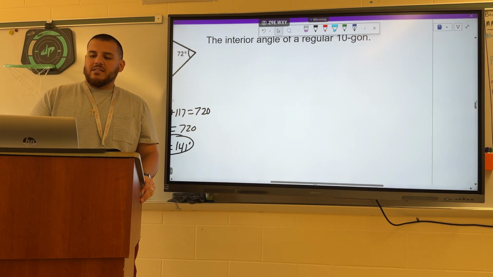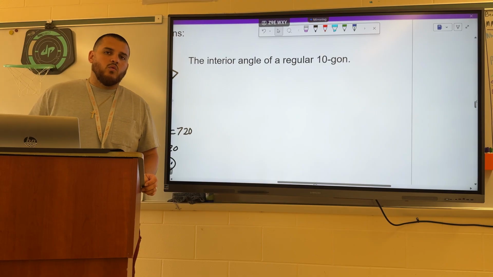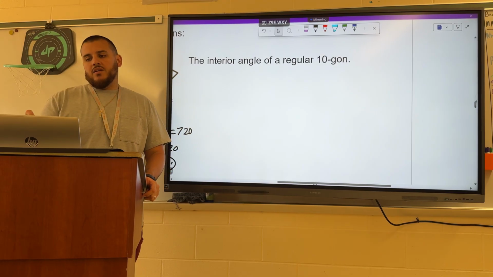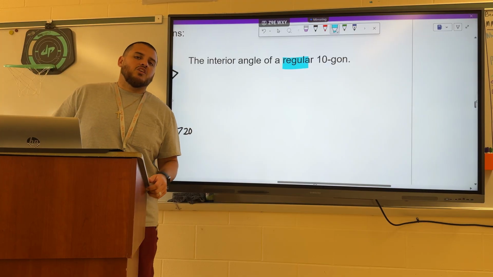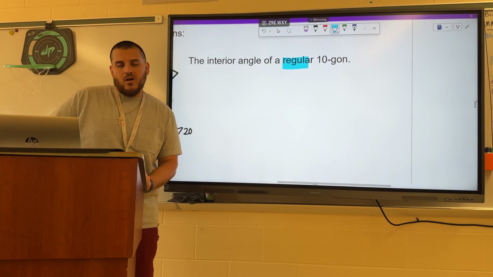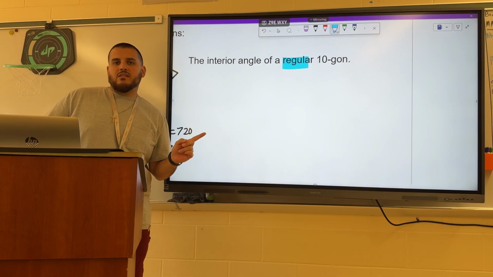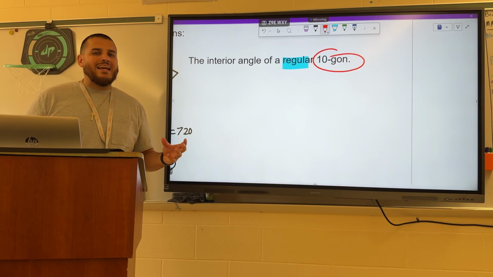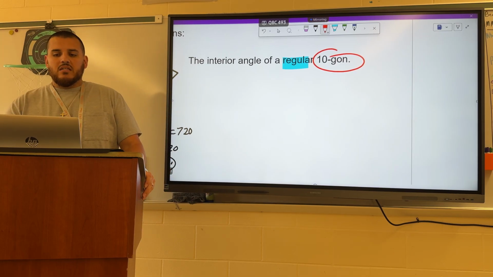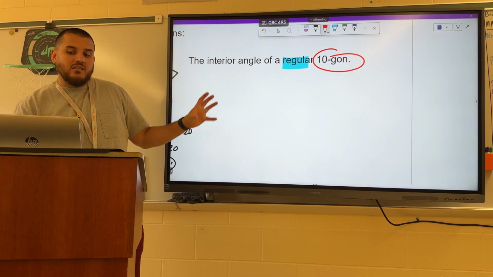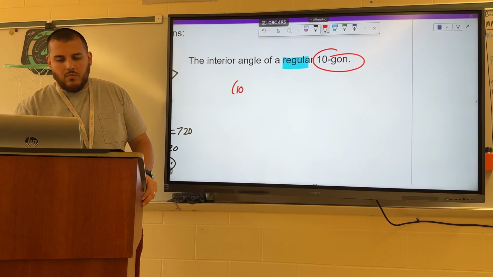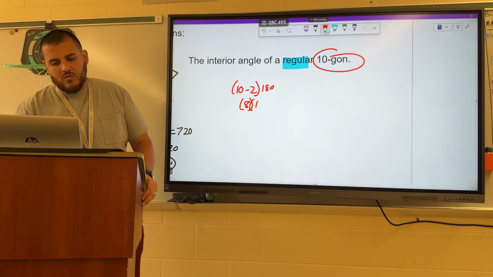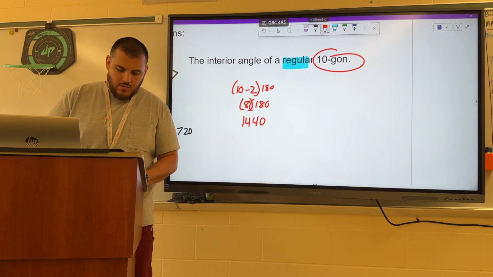Our last scenario here says find the interior angle of a regular pentagon. Okay, first, a regular polygon is a shape where all the sides are congruent and all the angles are congruent to each other. So all the angles inside of this shape are the same amount of degrees. And our shape is called a pentagon, therefore it has 10 sides, 10 angles, 10 vertices. Right? So what that means is to find the sum of all the angles, we're going to do 10 minus 2 times 180. 10 minus 2 is 8. 8 times 180 gives me 1,440, I believe. Let me double check.